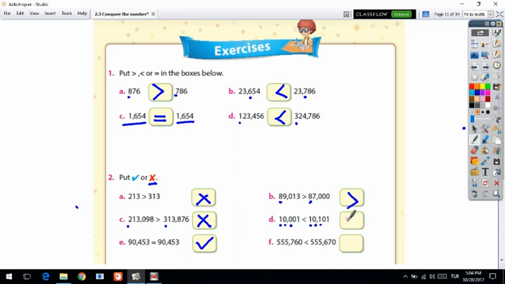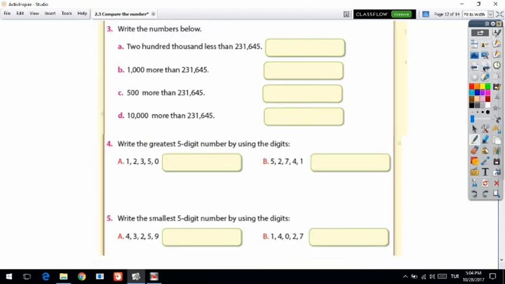So I put tick. But here must be, okay, I made a mistake here. I put bigger than, so it's bigger, so I put tick. Next one, 555,760, 555,670. There is a difference between 6 and 7, so 7 is bigger, but it is written smaller than, so it must be cross. Okay, now let's see the next page.